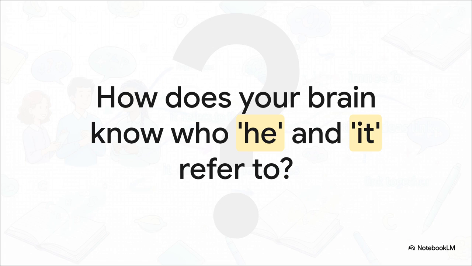But hang on a second. How did your brain know instantly that he was the boy and it was the puppy? I mean, you didn't even have to think about it. So what's the trick? What's going on in there?